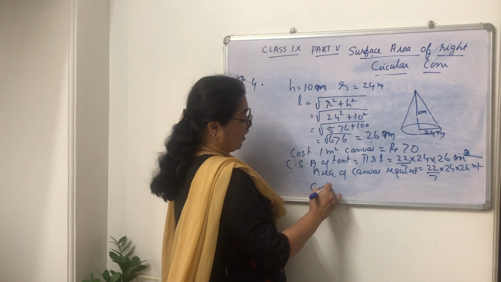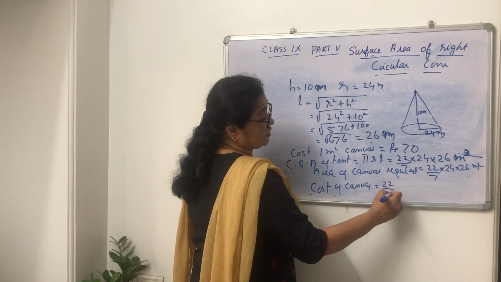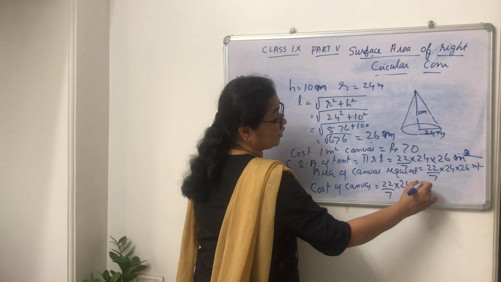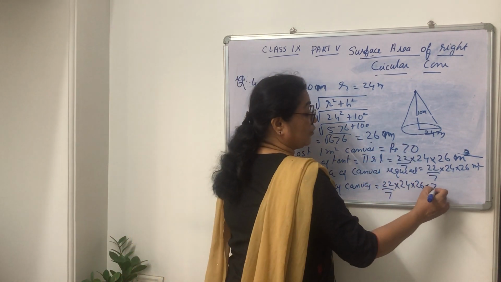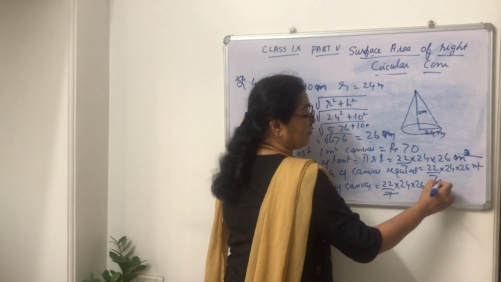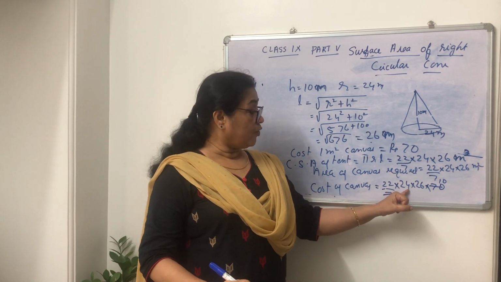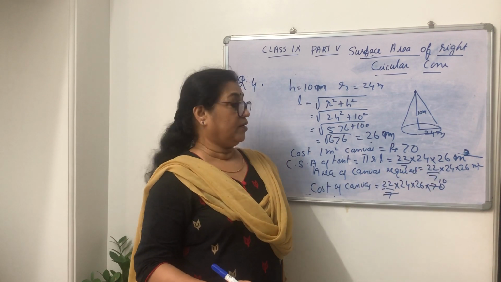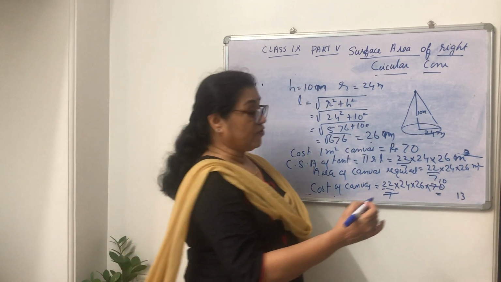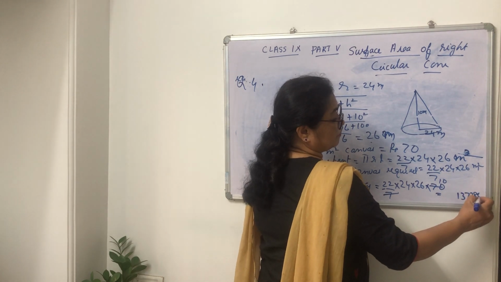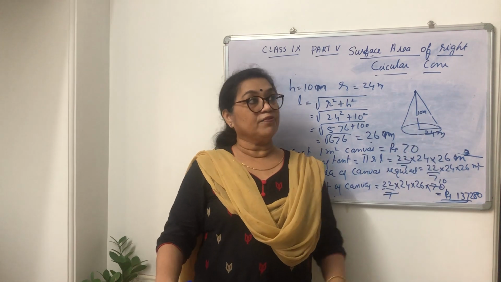Then the cost of canvas is 22 by 7 into 24 into 26 into 1 meter square. The canvas costs 70, so into 70. The 7 and the 70 can be cancelled, so it will become 22 into 24 into 26 into 10. So you have to multiply and find out the answer. It is 137280 rupees. This is the cost of the canvas required.